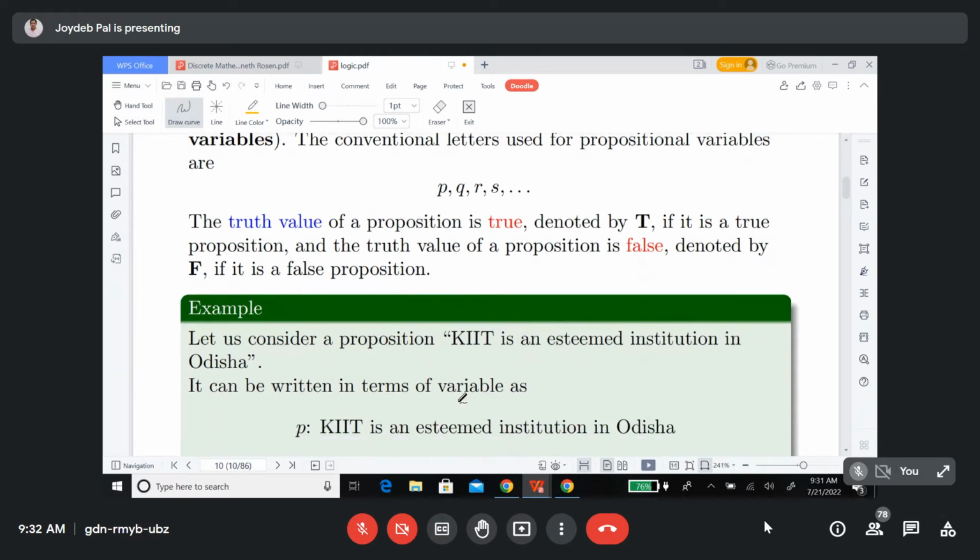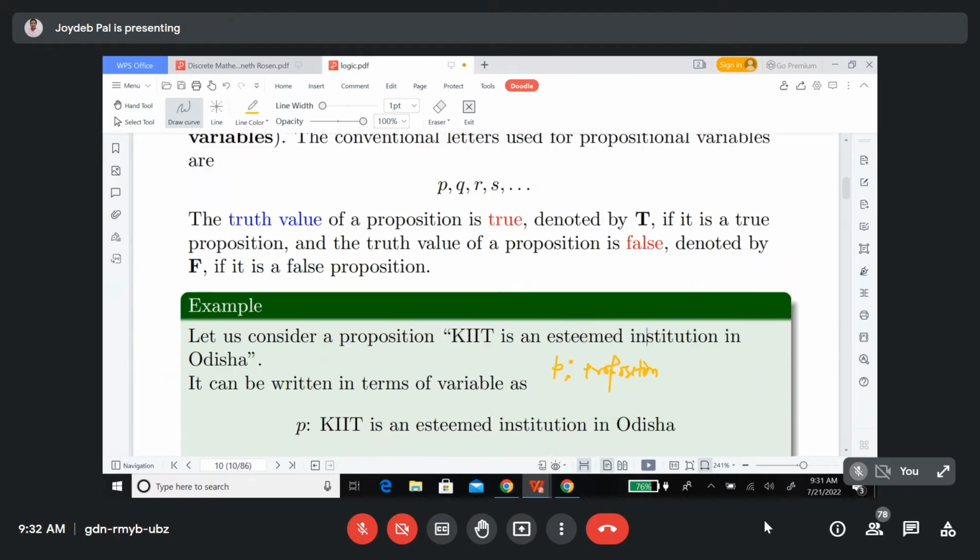तो डिनोट करेंगे ऐसे कि कोई भी एक वेरिएबल ले लेंगे, कोई भी एक इंग्लिश अल्फाबेट। तो यूजुअली वी स्टार्ट फ्रॉम पी, तो पी लिखेंगे, उसके बाद एक कोलन डालेंगे, पी देन कोलन, then you write the proposition. So that means what? We are denoting the proposition KIIT is an esteemed institution in Odisha by the letter P, small p.